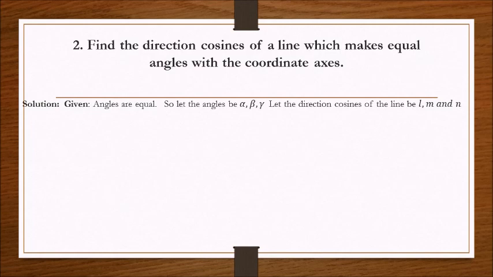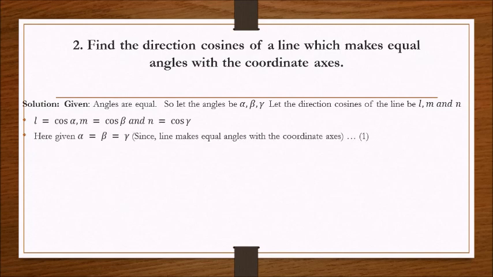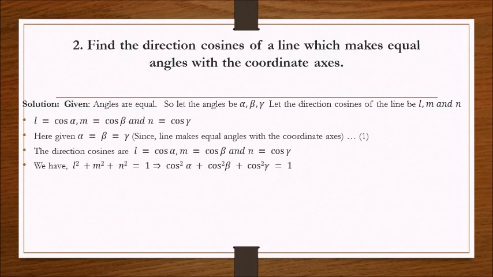Then if alpha, beta, gamma are the angles, then the direction cosines we take as L, M and N. So what is given? L equal to M equal to N. So therefore cos alpha equal to cos beta equal to cos gamma. So we note this point, alpha equal to beta equal to gamma. Then the direction cosines L equal to M equal to N.